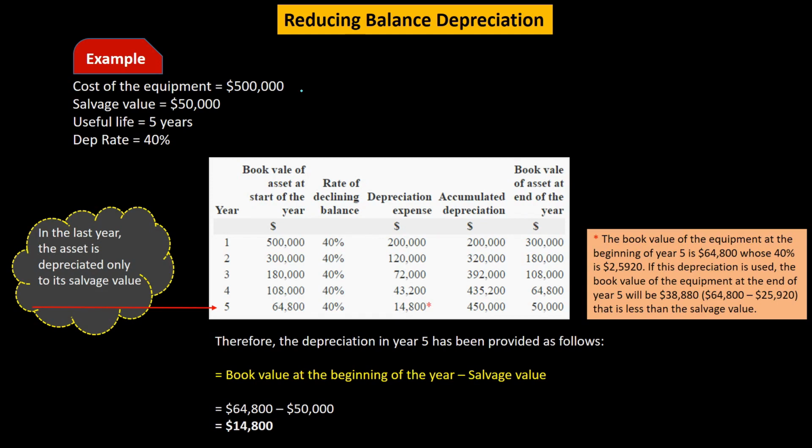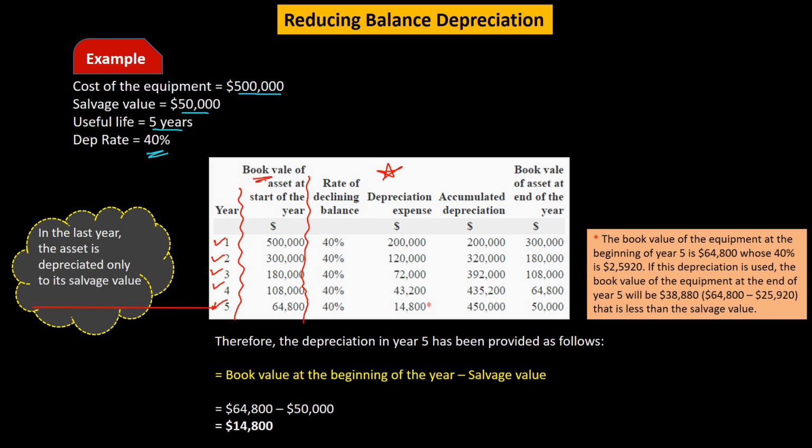Here we have an example related to the reducing balance method. Let's say the cost of equipment is $5 lakh and we have a residual value of $50,000 and its useful life of 5 years and a depreciation rate of 40%. Then in that case we will prepare a table like this in order to calculate depreciation. So here we are creating different columns. In the first column we have number of years because our total number of years is 5, so that's why we have 5 years here.